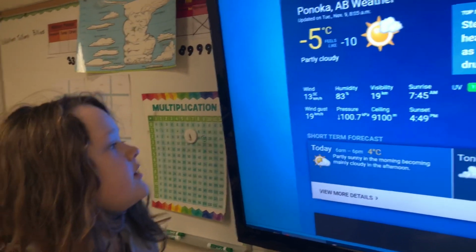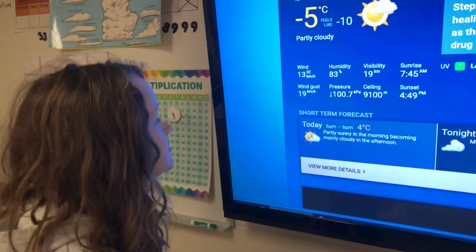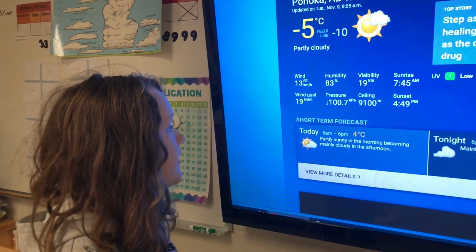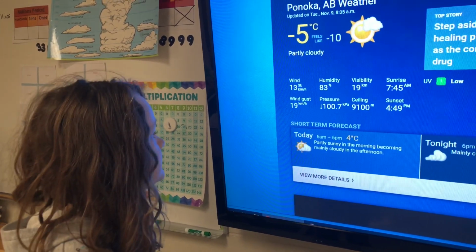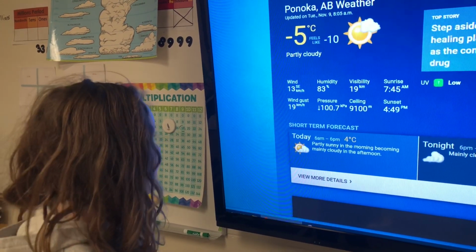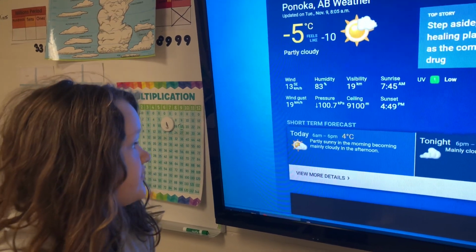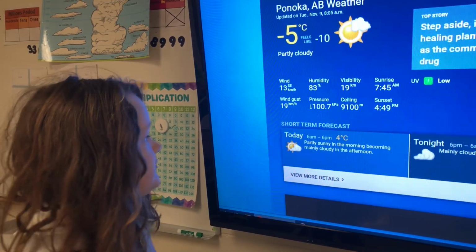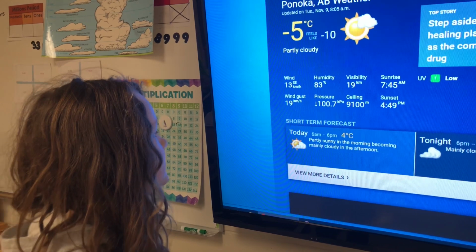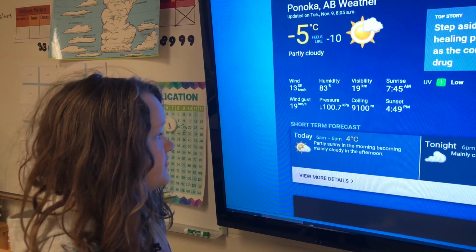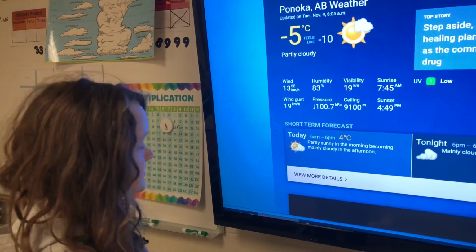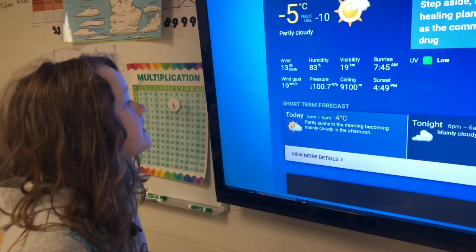You can see pretty far. And the sunrise was at 7:45 a.m. The wind gust is 19 kilometers an hour. There's very low pressure, but I'm just going to skip that one. The clouds are at 9,100 meters in the sky, and the sun will set at 4:49 p.m.